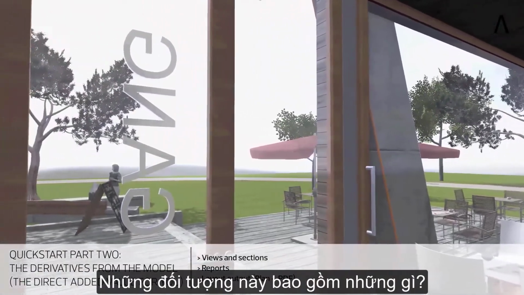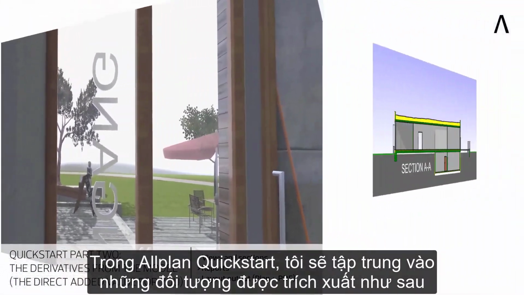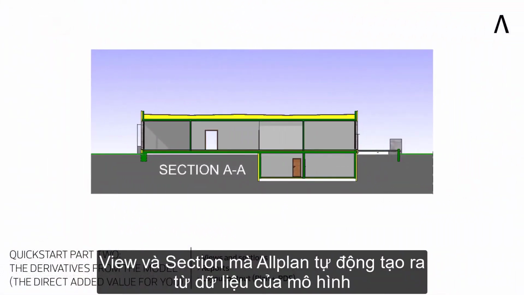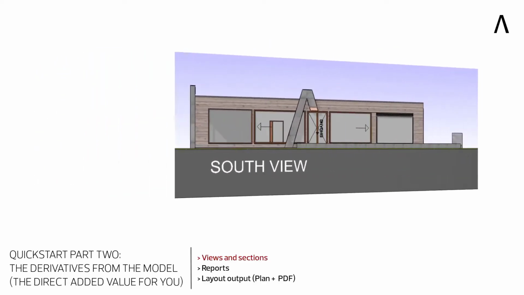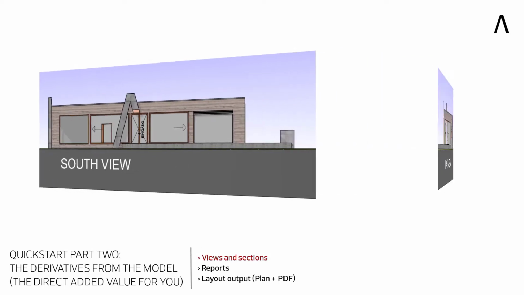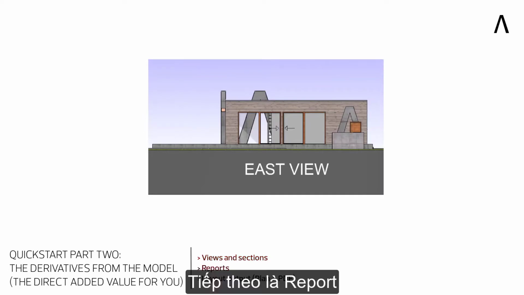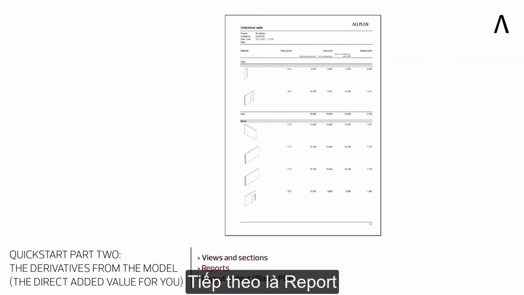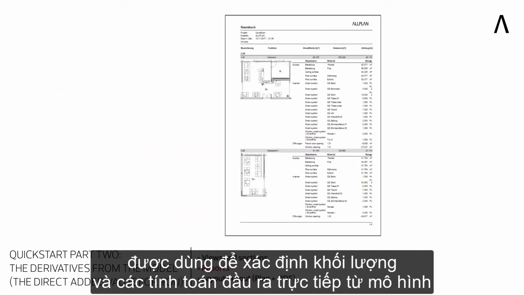What derived objects are there? In the Allplan QuickStart, we focus on the following derived objects: views and sections that Allplan automatically generates from the model data and that you can generate with your very personal handwriting. Then the so-called reports, for the mass determination and output of calculations directly from the model.